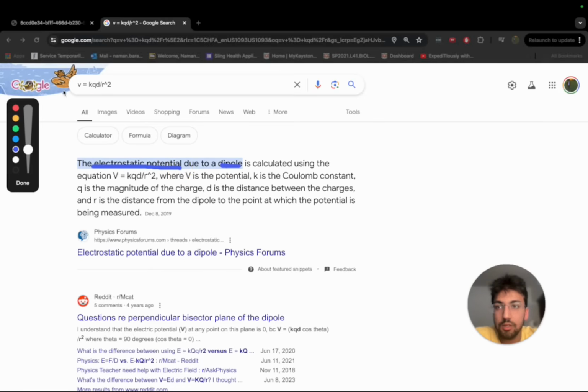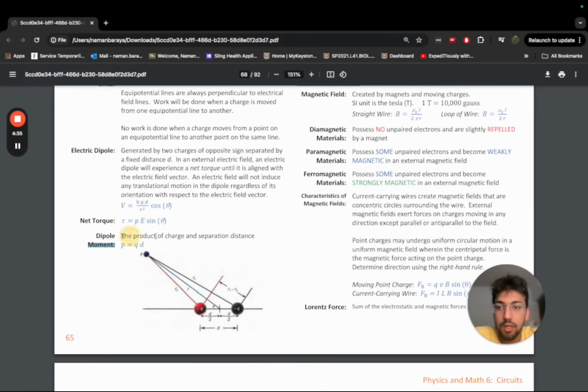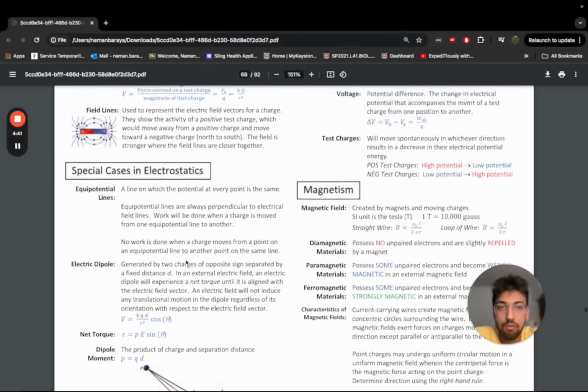a dipole. And so V, just like normal, is the potential, the electric potential, and K is the Coulomb's constant, Q is the magnitude of the charge, D is the distance between the charges, and R is just the distance from the dipole to the point at which the potential is measured. And so by that you could get the voltage of a dipole. Now the dipole moment is just very simple. It's just the distance between the two charges times the charge itself.